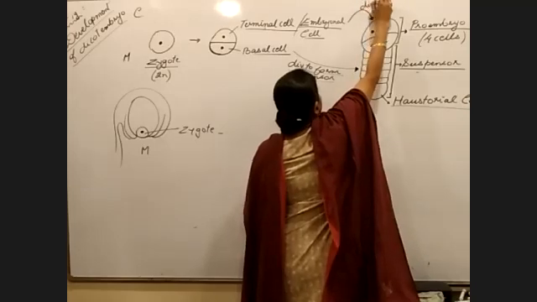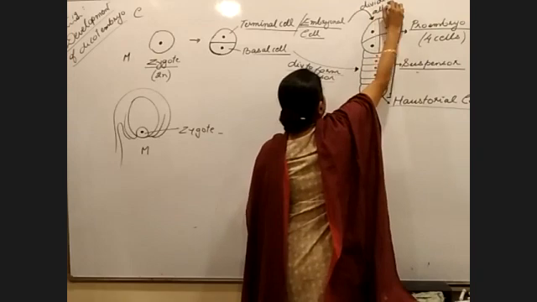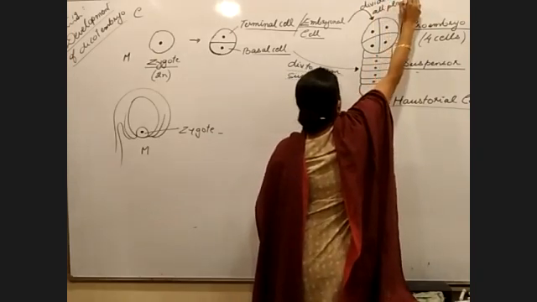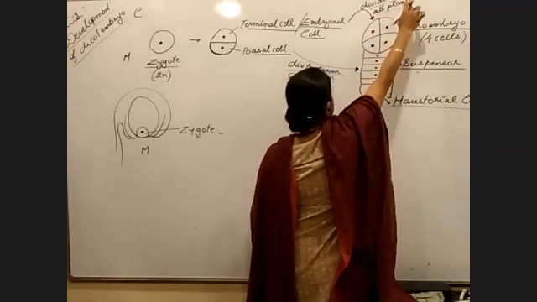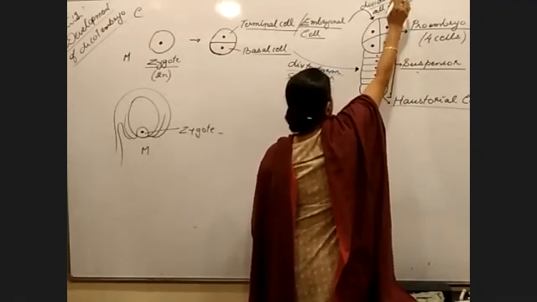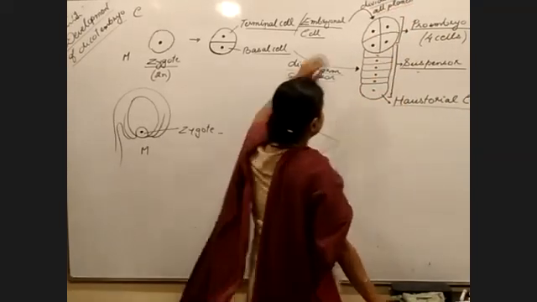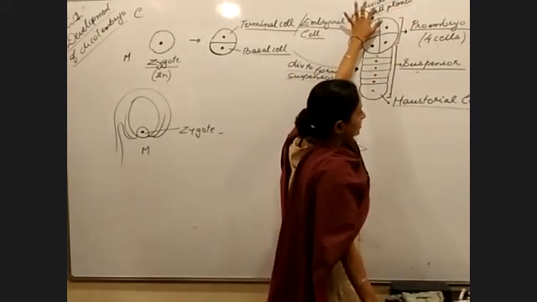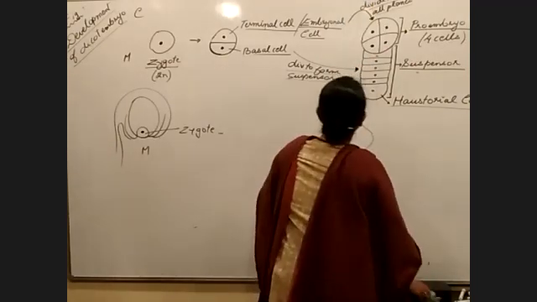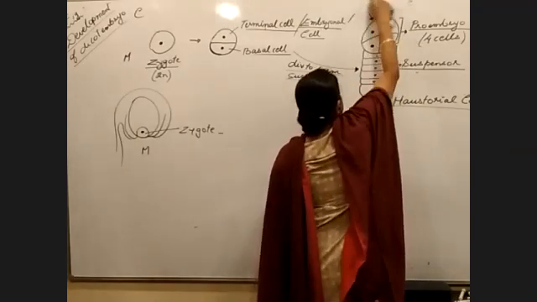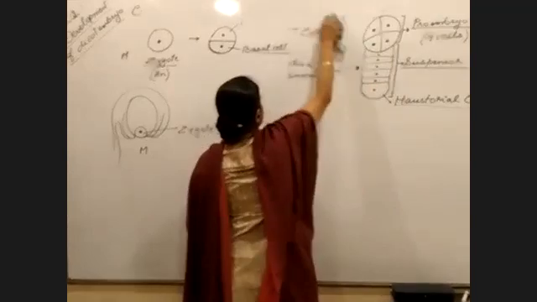Have I written haustorial cell here? Is this part of the board visible? I am writing on the PowerPoint. No, ma'am, it's not visible. This part? No, ma'am. Okay. Can you see the diagram? Yes, ma'am.